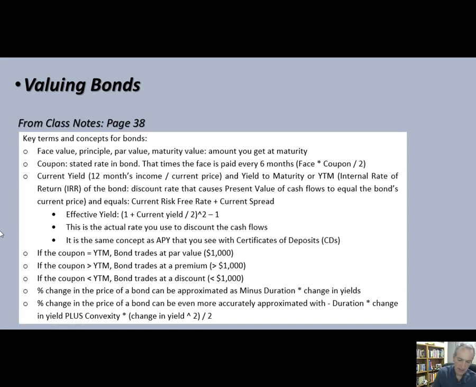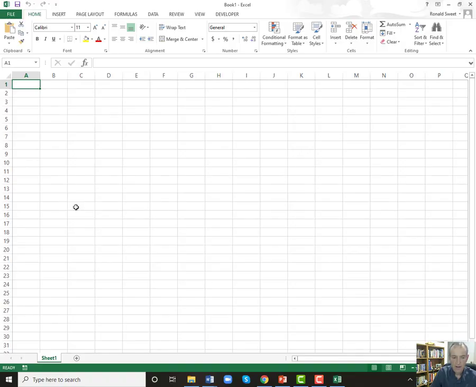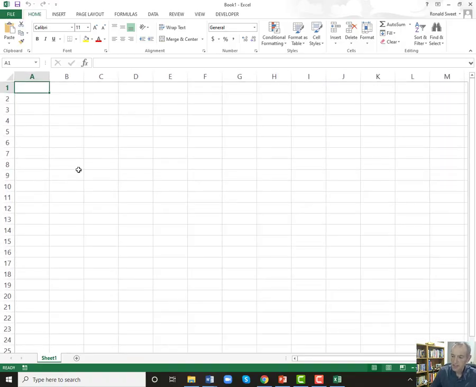So let's just get into this and start pricing bonds. All right, so I'm going to do this in Excel. On the final exam, you may actually be doing this in Excel, so I would learn this in Excel. I'll be able to do it both ways.